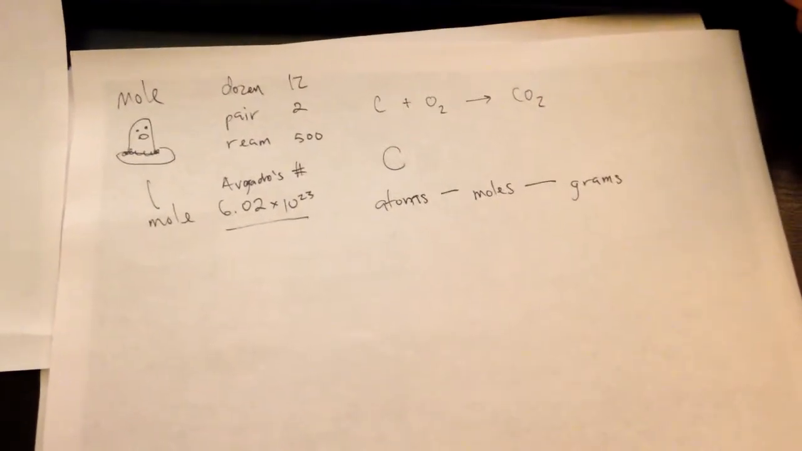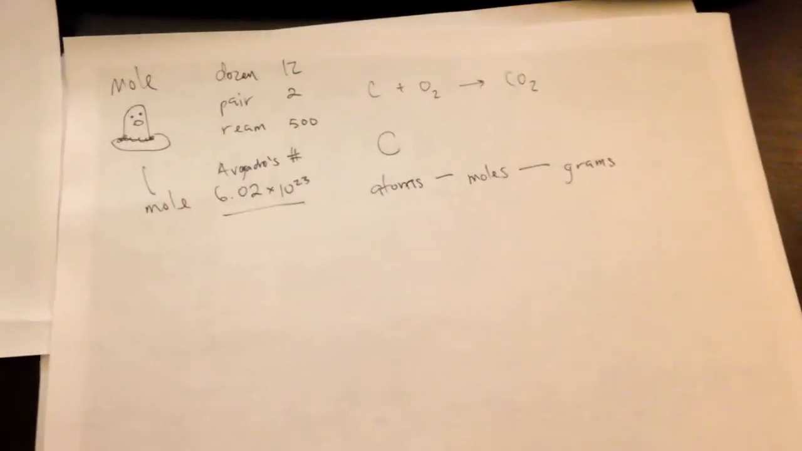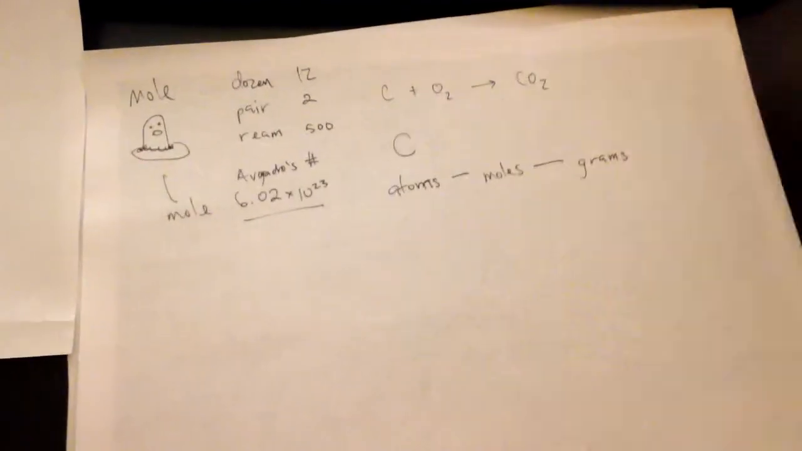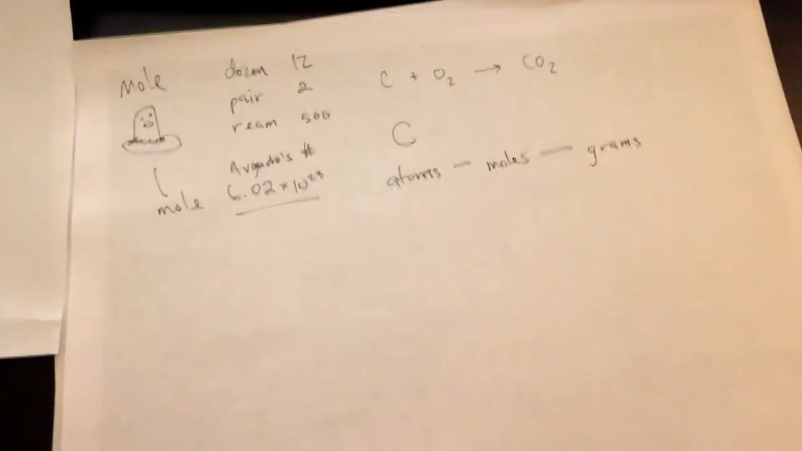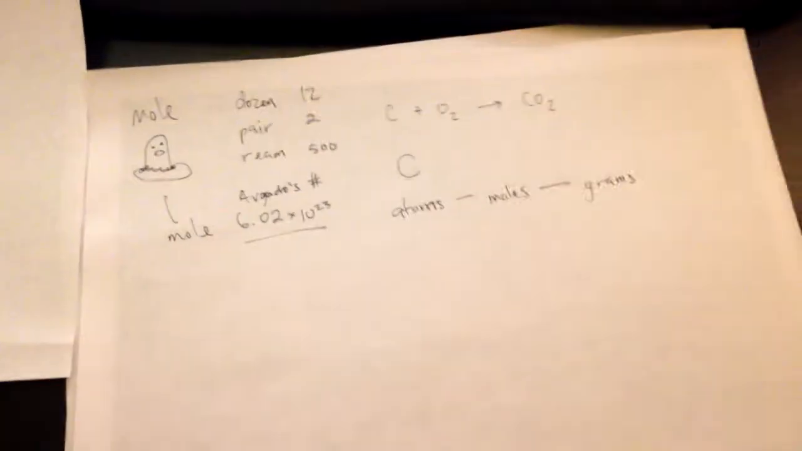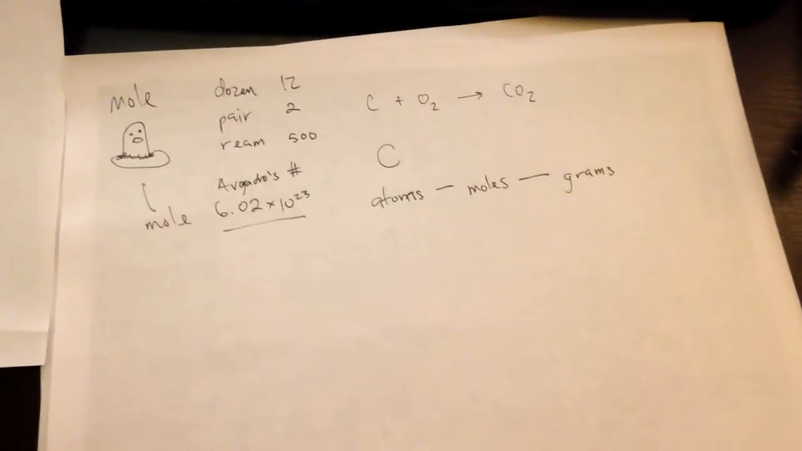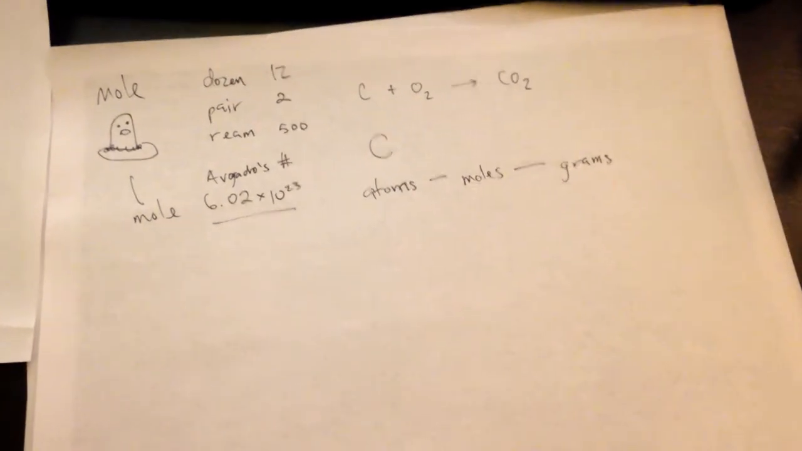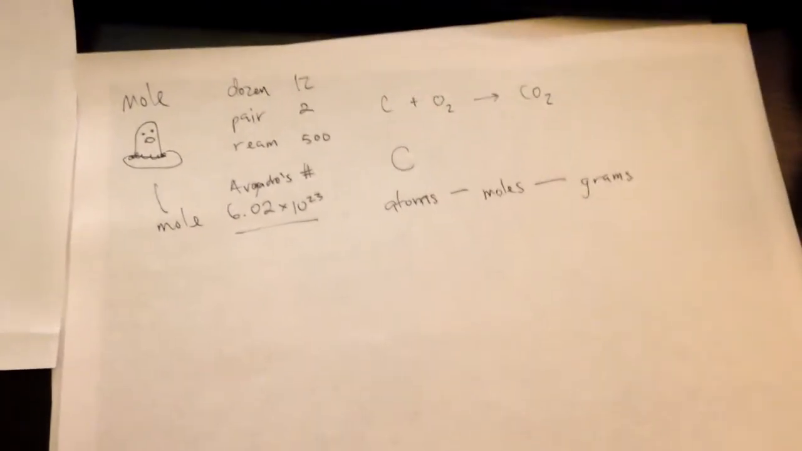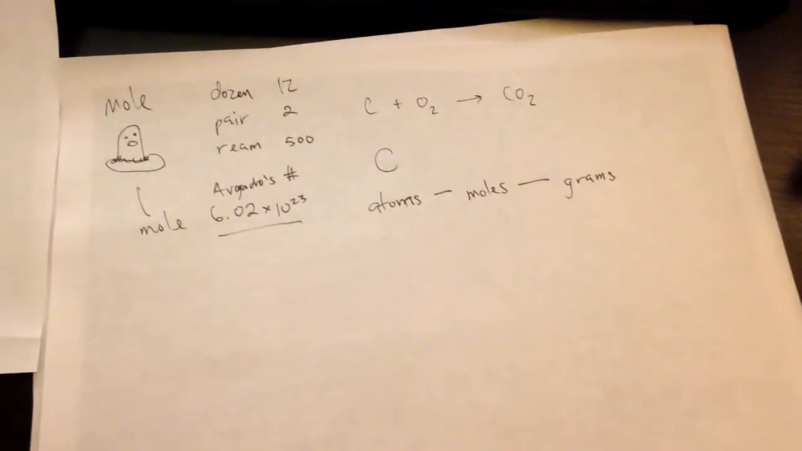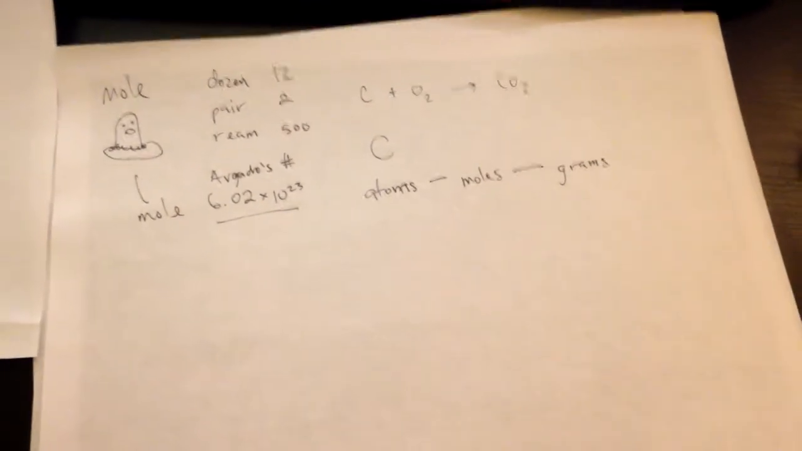The mole is essentially a huge group of something. Like we've got a dozen. A dozen is 12 of something. So give me a dozen donuts. Give me 12 donuts. A pair is two of something, right? Give me a pair of CDs. Give me two CDs. And then you've got a ream. A ream is 500 or something. You really only use it for a ream of paper. Just give me a stack of paper, 500 pieces.